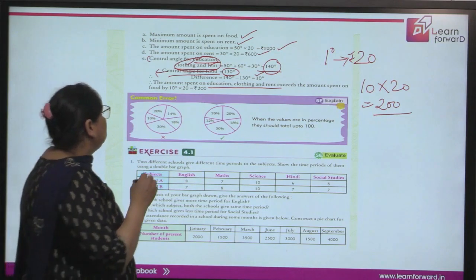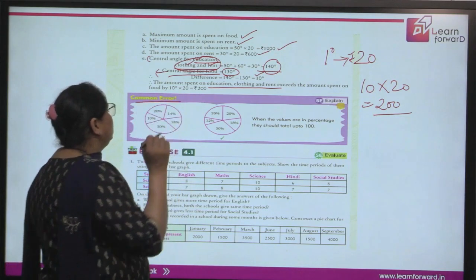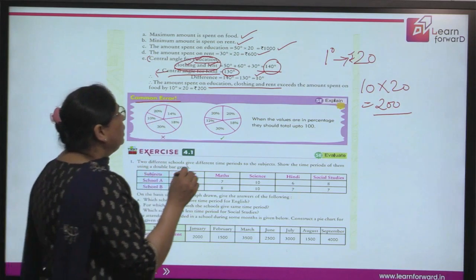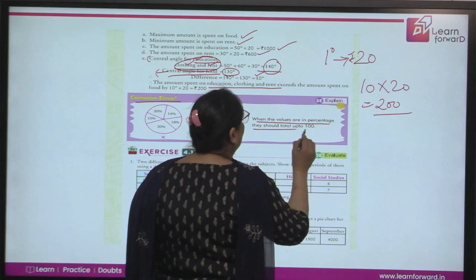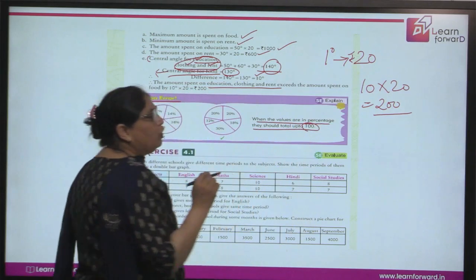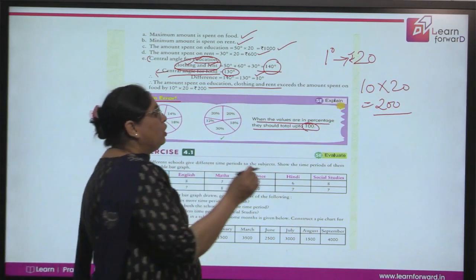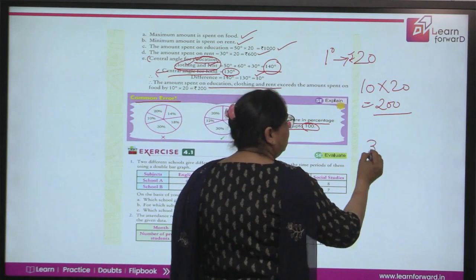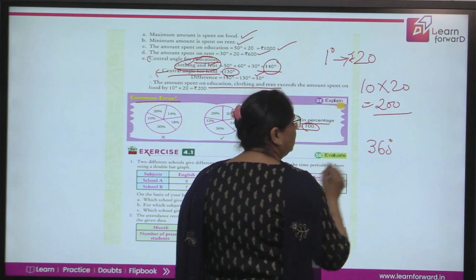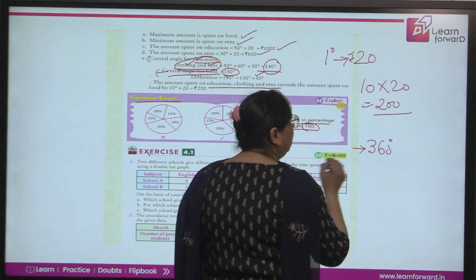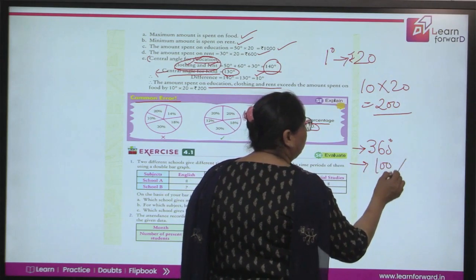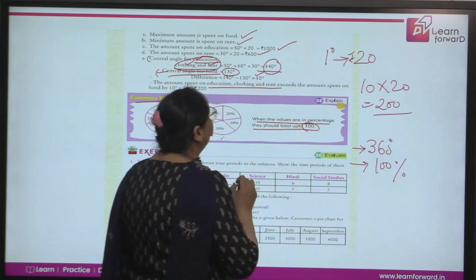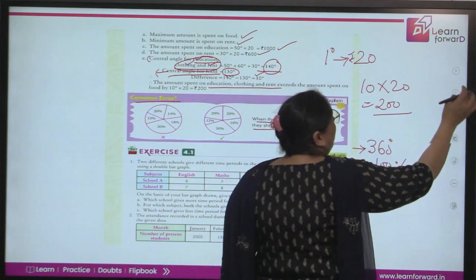Now some common errors students usually make. When the values are in percentage, they should total up to 100. We have already told you the angle at the center of the circle is 360 degrees. So the angle should be 360 degrees and the total percentage should be equal to 100%.